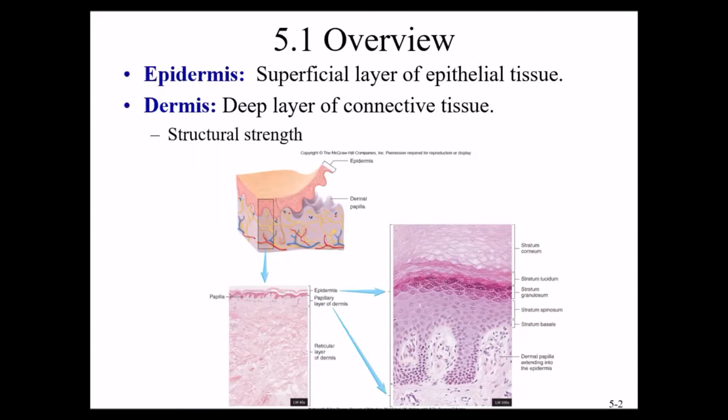The dermis tissue is connective tissue. So you don't find the same structure here in the dermis. It's connective tissue, and that provides some structural support for your integument or your skin layer.